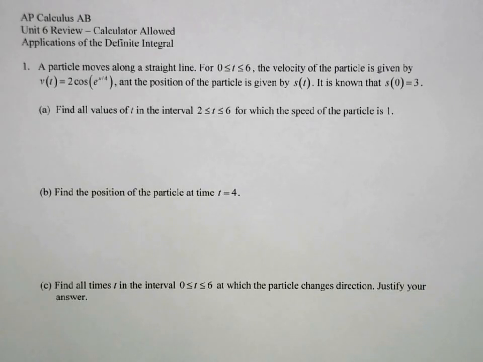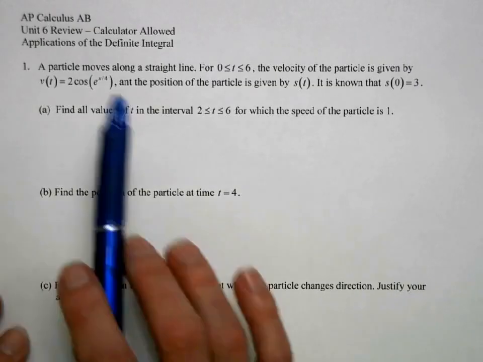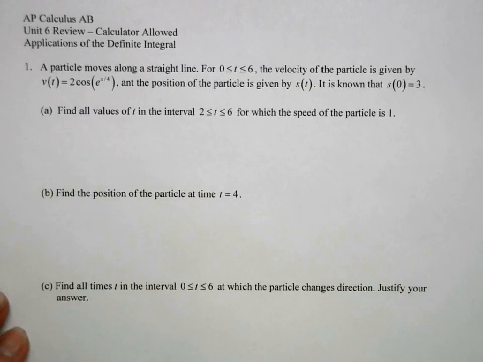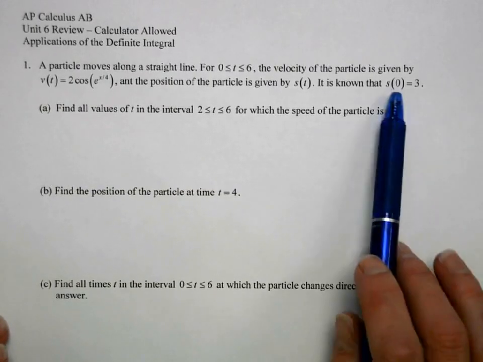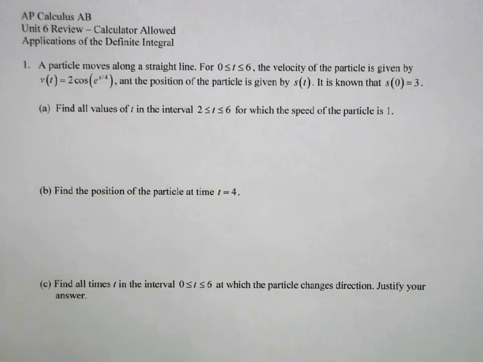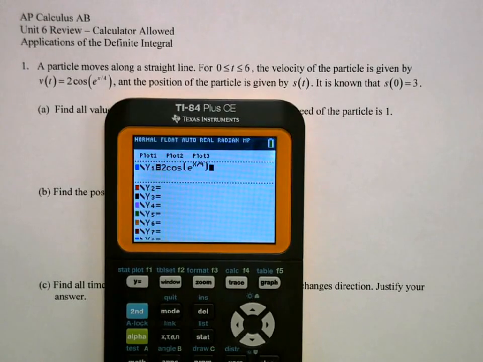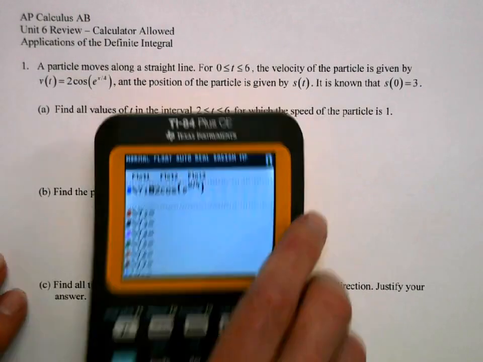A particle moves along a straight line for 0 < t < 6. The velocity of the particle is given by this equation here. The position of the particle is given by s(t), and it is known that s(0) is 3. So before I even start my problem, I'm going to go ahead and enter my equation into my calculator. Once I have it stored in my y1, I can do whatever I want with it. I can do integrals, derivatives, function values, graph it, all that good stuff.